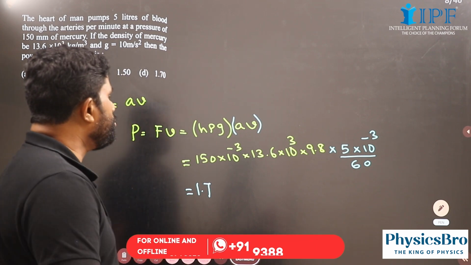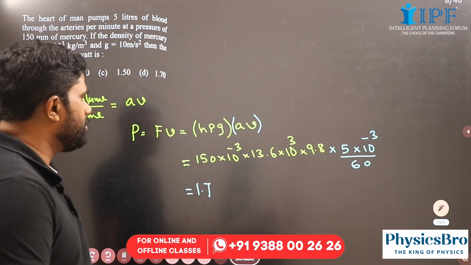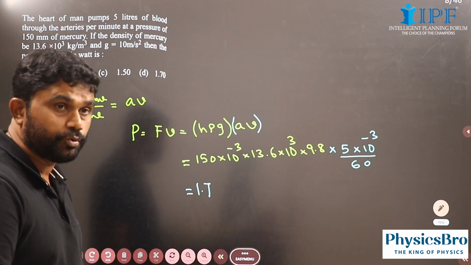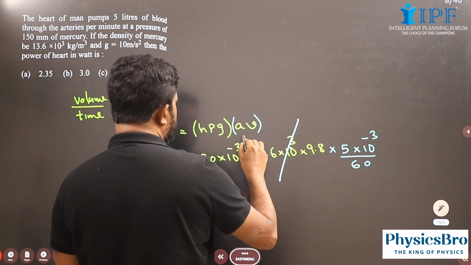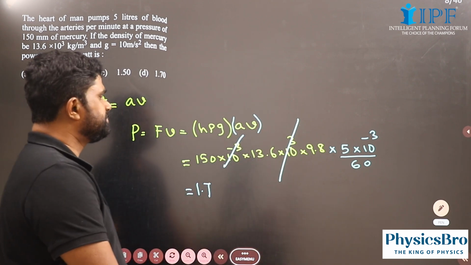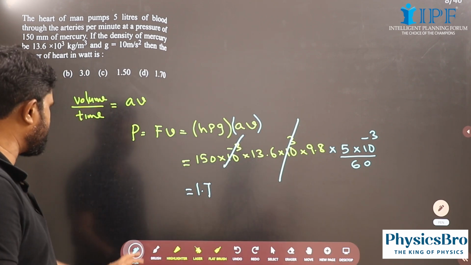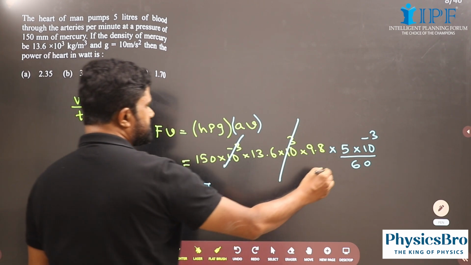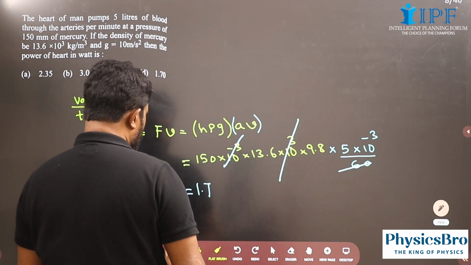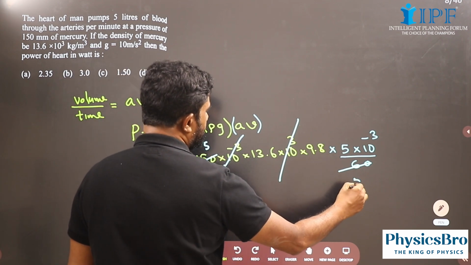Now this we will get, this is equal to 1.7. How can we do it? See, this 10 raised to 3 and this 10 raised to minus 3 can be cancelled. Now let us see this 150 and 60 we can cancel. Now I will show you. This can be divided with the 30, this is also 30. Here it will be 5 and here it will be 2.